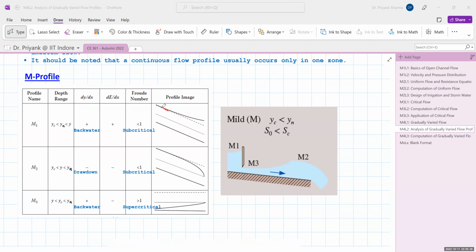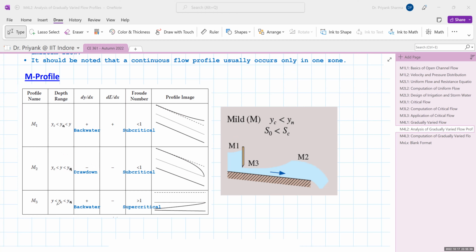So it is this type of curve where the depth increases. This is the example of the M1 curve you can see. M2 curve is where your Y is in zone 2, that is, between Yc and Yn. So always remember, for mild slope your Yn will be greater than Yc. It is in zone 2, so it is a drawdown profile because dy by dx is negative and it is a subcritical flow. So we can see this is a drawdown profile.